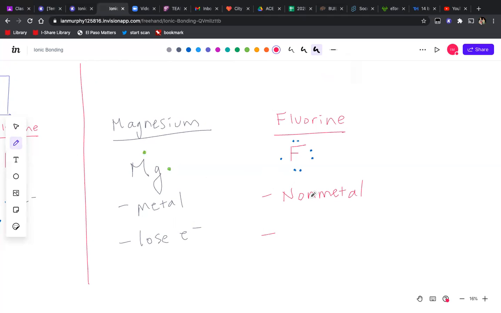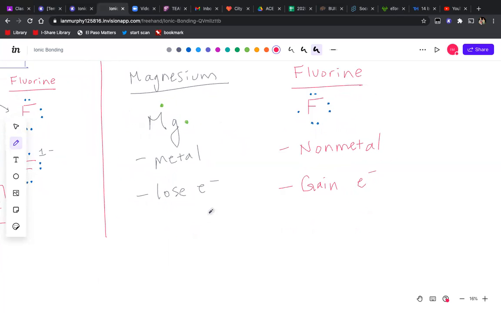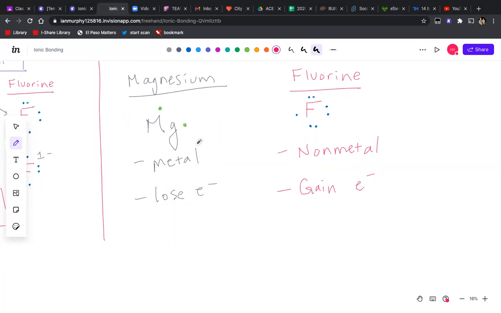And it's likely to have a high ionization energy. And again, it does. So it's likely to gain electrons as a result of that. Okay, now what's going to happen here? Well, magnesium has these 2 electrons that it can give away, right? We already know that's going to happen because it's a metal.